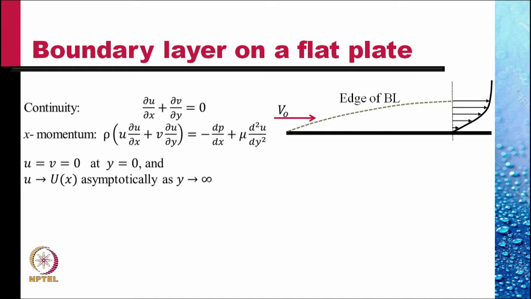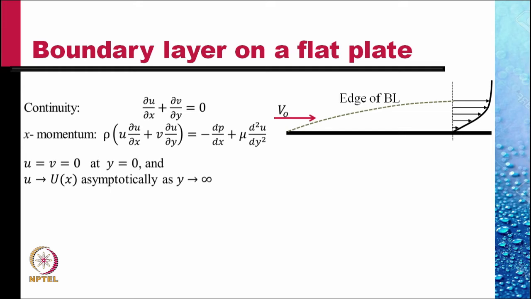We have dropped mu del square u by del x square because of the properties of the boundary layer. That is, only in the y direction the viscous stresses are significant. The x direction gradient del square u by del x square times mu is insignificant.